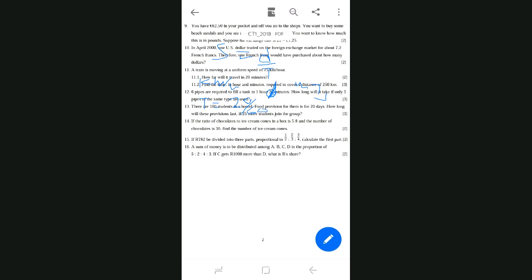And we know the speed to be 75 kilometers per hour.